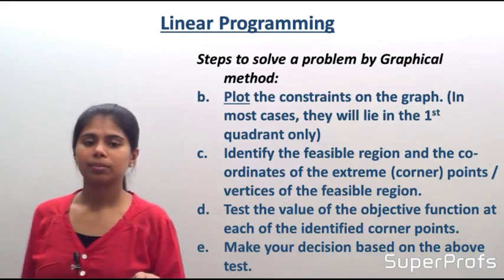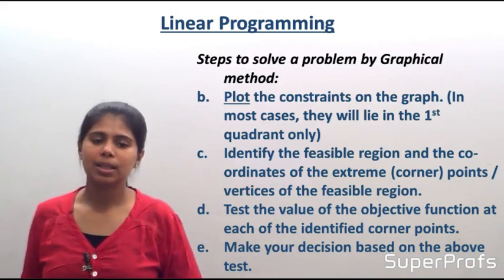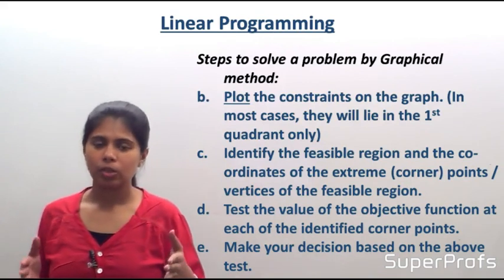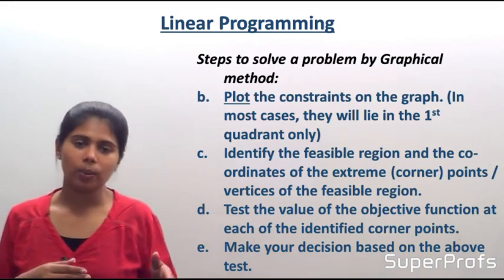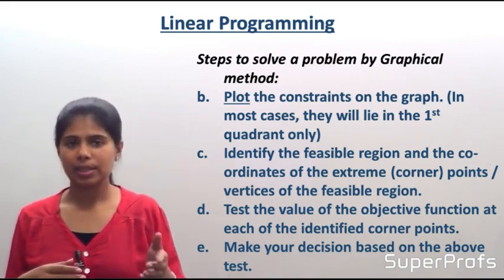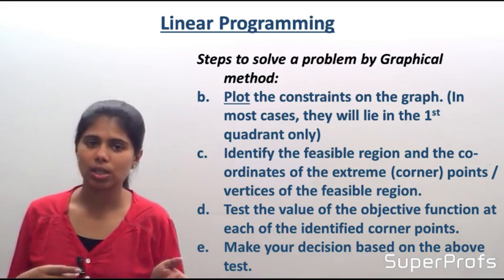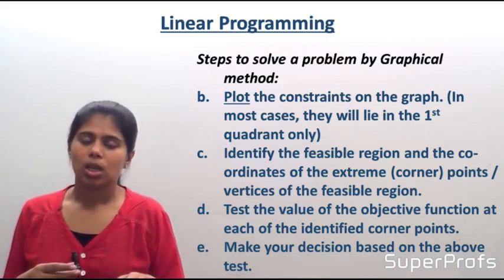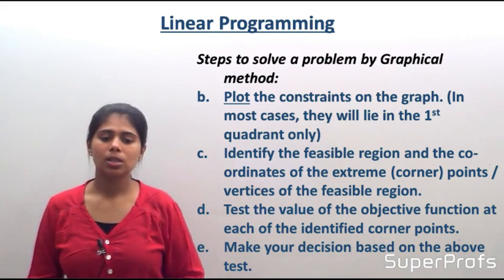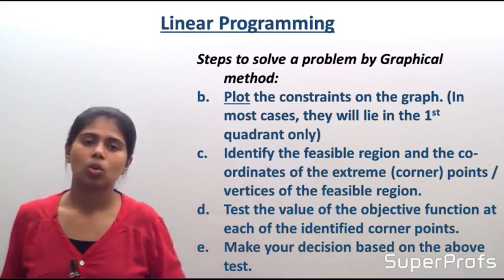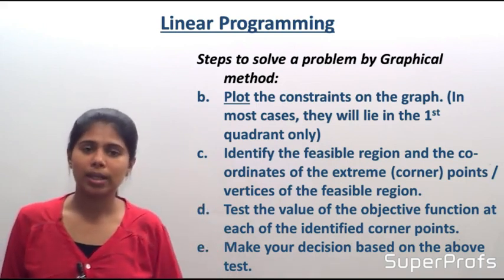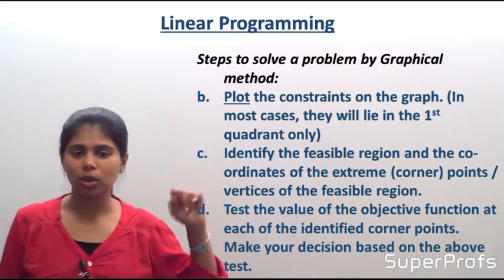Let's move ahead. The next step is that we have to plot the constraints on the graph. So now we have the LPP formulated, and we have inequations, and we have to plot these inequations on the graph. And like we discussed, if they are non-negative constraints, then they will always lie in the first quadrant. Then we have to identify the feasible region and the coordinates of the extreme corner points or vertices of the feasible region. So we have to see what the region is, as per the functions, that is feasible. We have to identify that, and we have to identify the extreme points or the corner points.